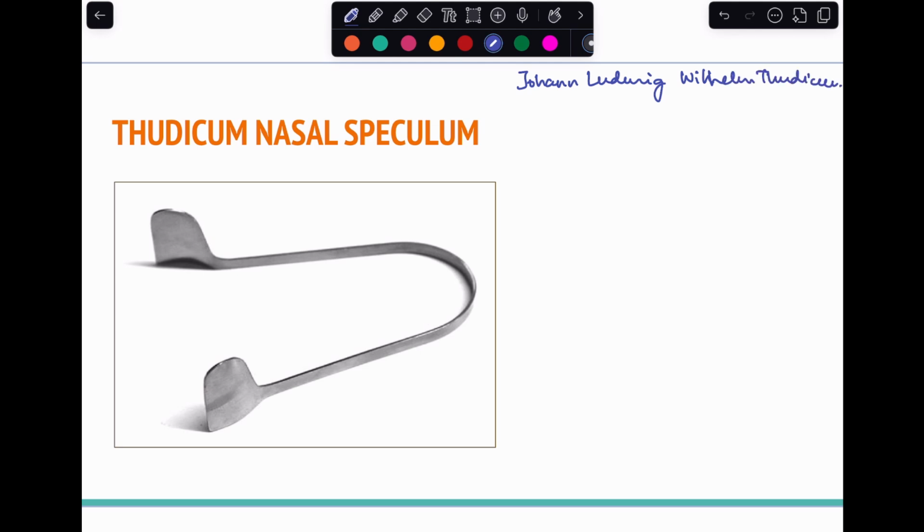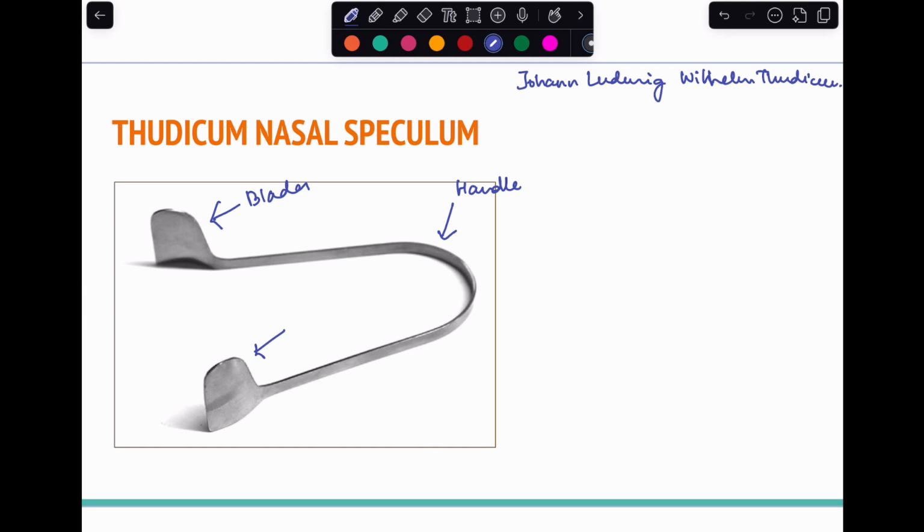And this speculum has two parts. First of all is the U-shaped handle that we are seeing over here. This is where we hold it. And this U-shaped handle has two curved blunt blades at right angles to it. So there are two parts to the Thudichum nasal speculum. Now the next very important question that arises is, what are the uses of this Thudichum speculum?